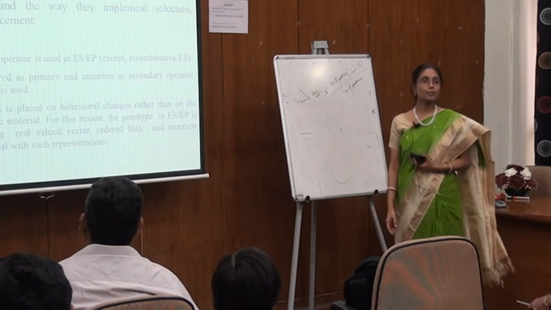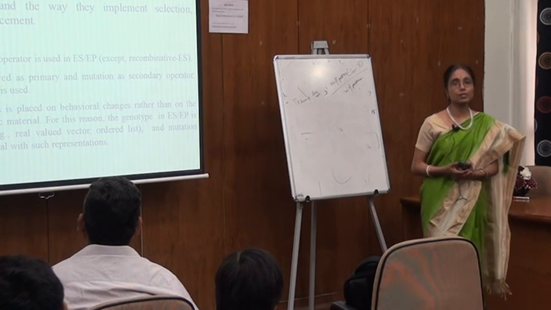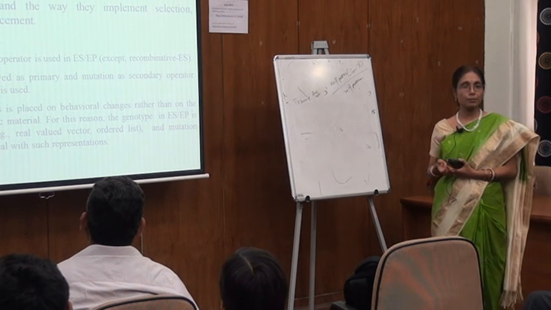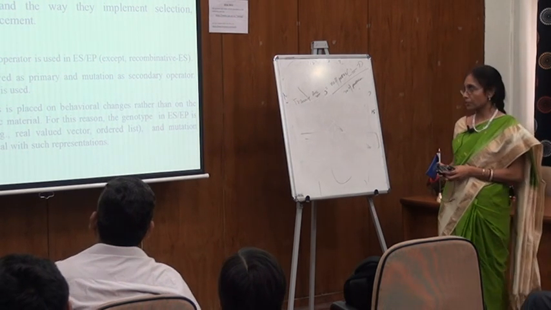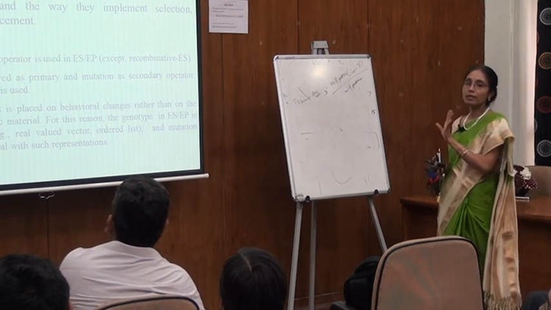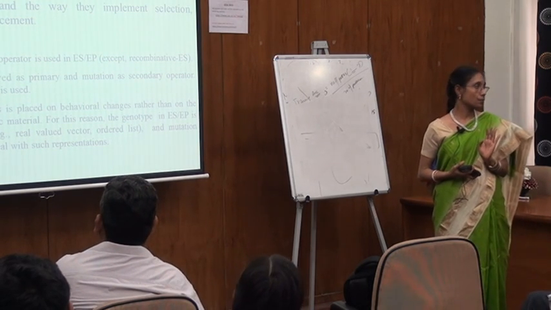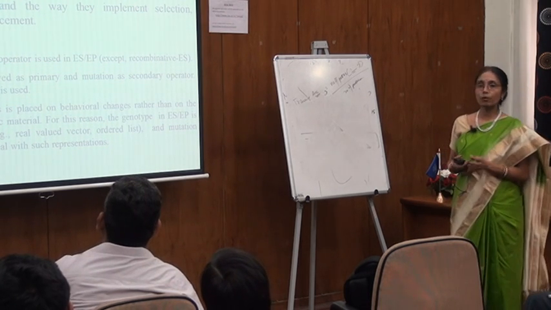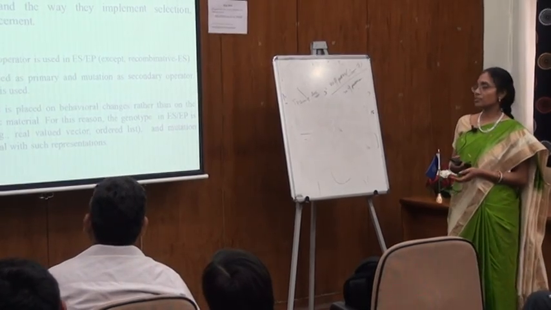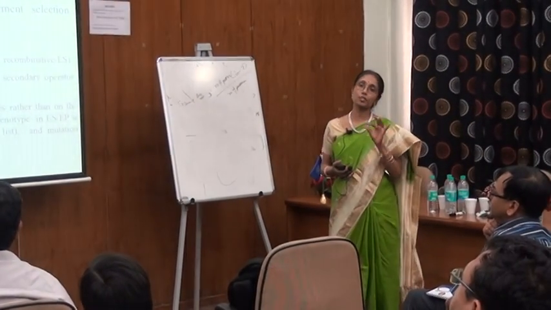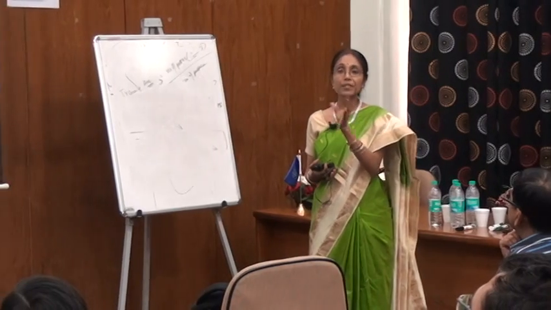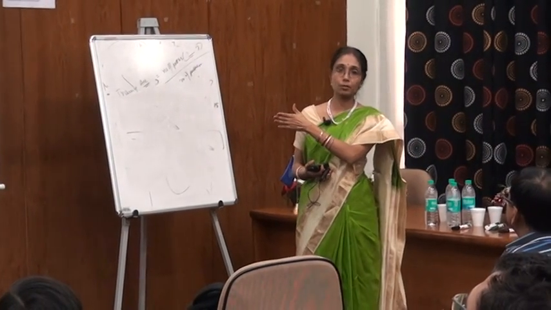And in GA we notice that crossover and mutation are the two primary operators; crossover is termed the primary operator and mutation is termed the secondary operator. Whereas in EP, only mutation is used. Okay. And mainly in ES and EP, more emphasis is placed on behavioral changes rather than on the modification of genetic material. So as a result, it might so happen that the structural part of a chromosome may be different as compared to the genetic algorithm component.